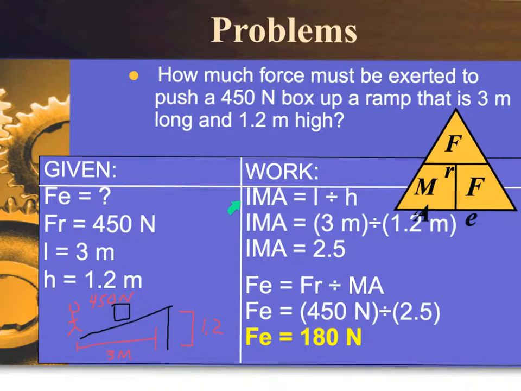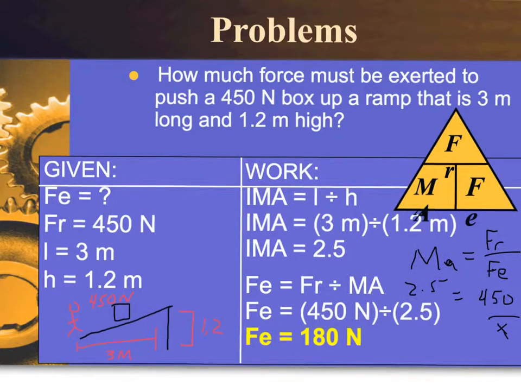Now, the ideal mechanical advantage is the length divided by the height. We have our length as 3 meters and we have our height as 1.2 meters. So our ideal mechanical advantage would be 3 divided by 1.2, or a mechanical advantage of 2.5. Now that we have our ideal mechanical advantage, we can then use that information along with our resistant force to calculate our effort force.